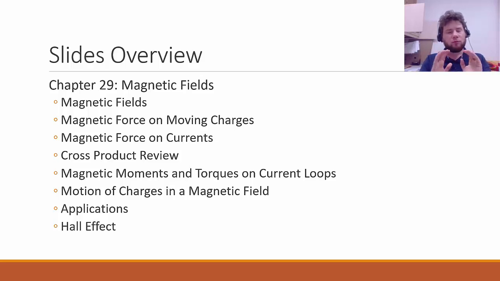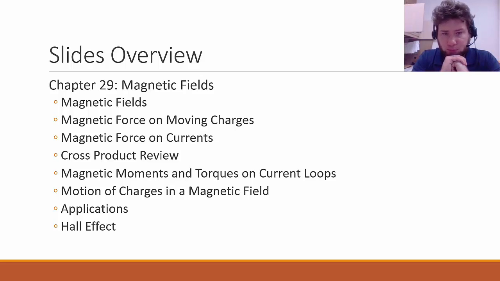So we'll start out with an introduction to what a magnetic field is, and then we'll say magnetic fields produce magnetic forces. We're going to talk about how that shows up on moving charges. Basically, those are things that get pushed by magnetic fields. Since there are moving charges in current-carrying wires, we'll talk about the magnetic force on an electrical current in a wire.